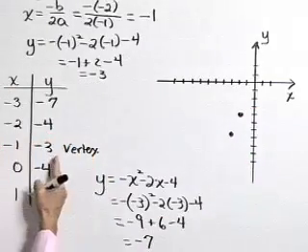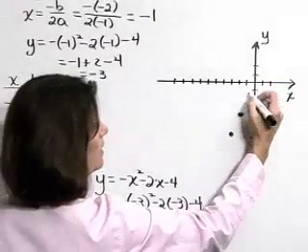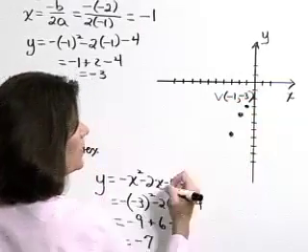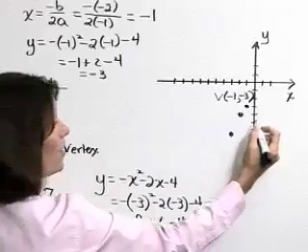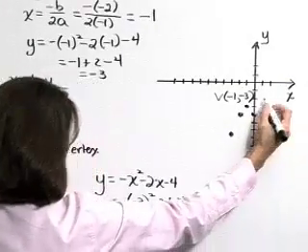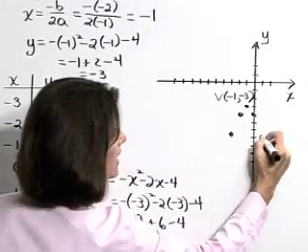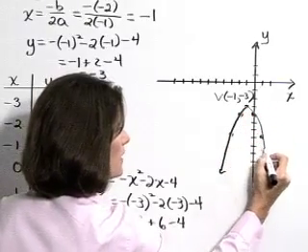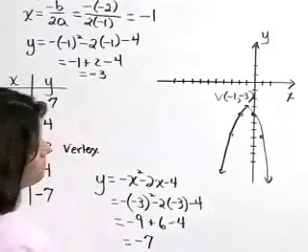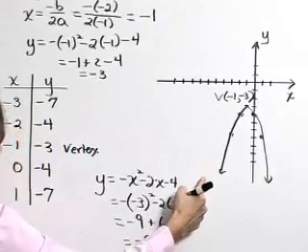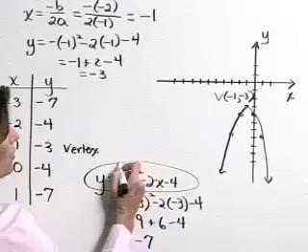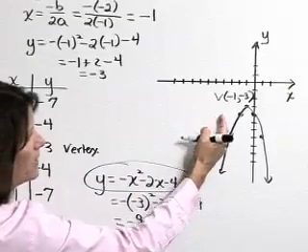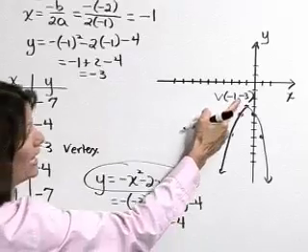negative 2, negative 4. The vertex at negative 1, negative 3, and I'm going to identify that clearly. We've got the point 0, negative 4, and 1, negative 7. Let's try to graph this parabola using a nice smooth curve here. So we've graphed our equation. That equation is y equal negative x squared minus 2x minus 4, and we've identified the vertex at negative 1, negative 3.